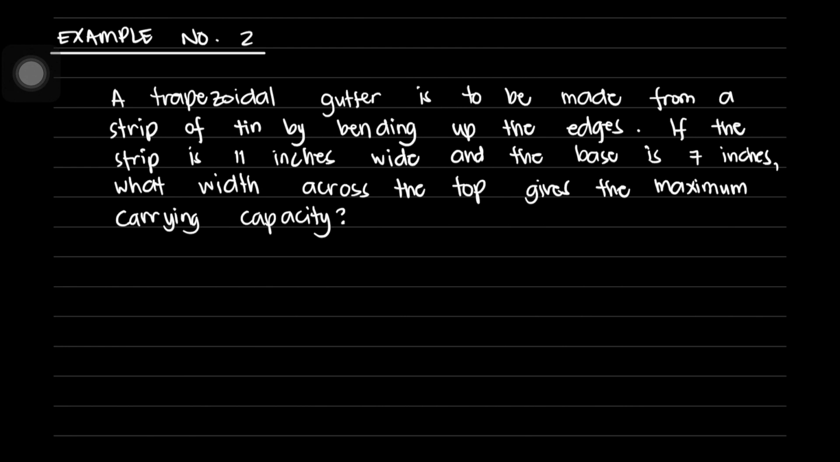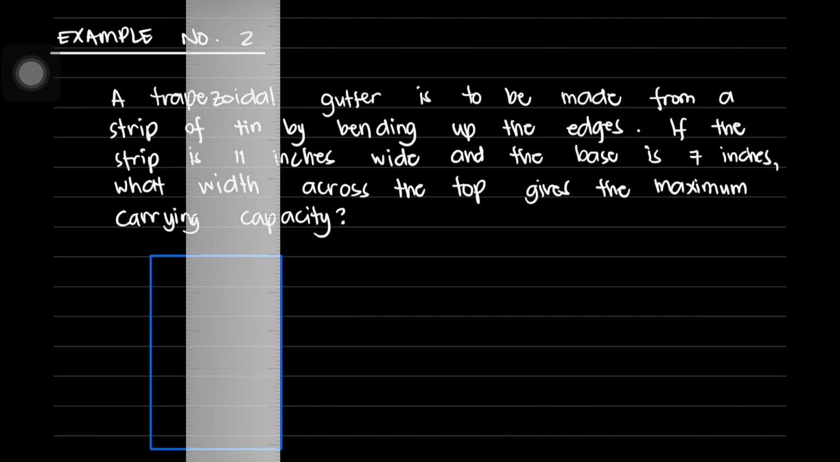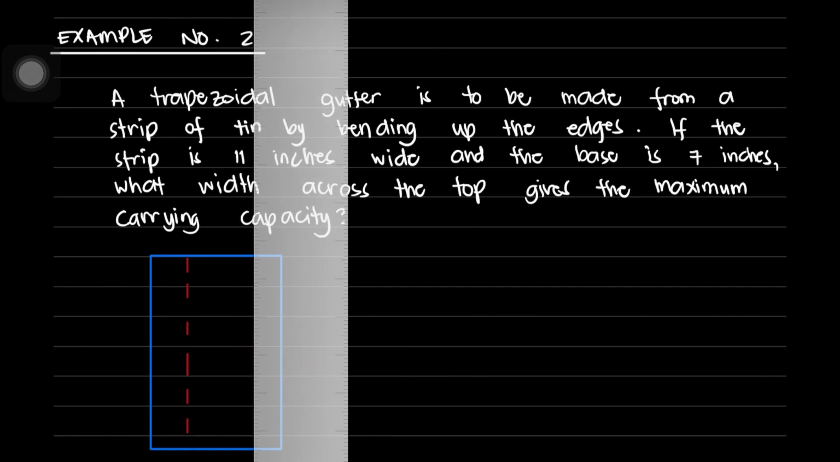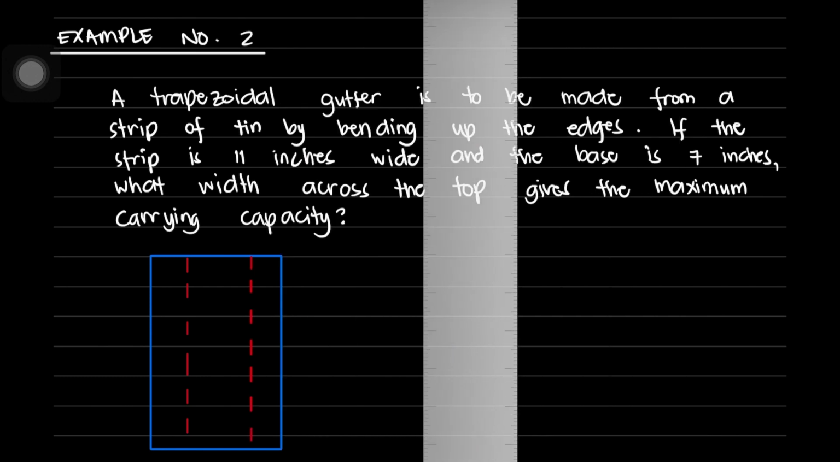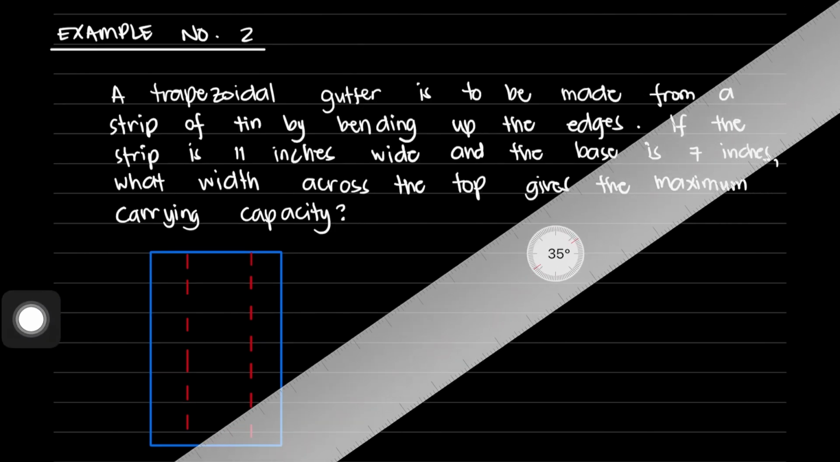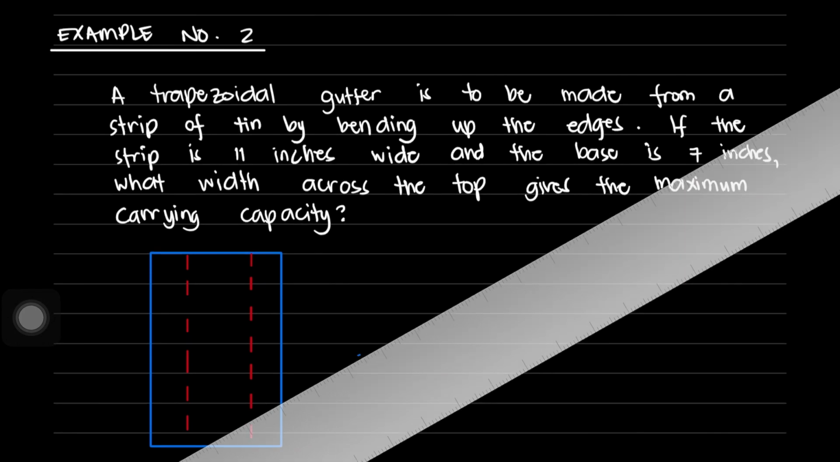in order for us to formulate the equation correctly. Alright, so now we have a strip of tin here and we're just going to represent that strip of tin as a rectangle. Alright, so let me just draw a rectangle in here. And if we're going to bend up the edges of this rectangle, let me just draw a broken line in here, and on the other side as well. Alright, now if these edges are to be bent up, the appearance of the gutter will look like this one.